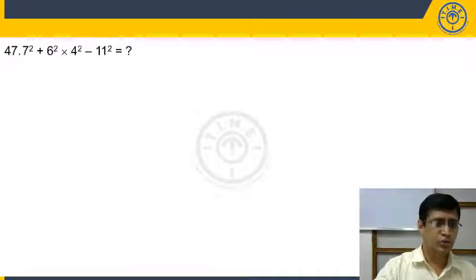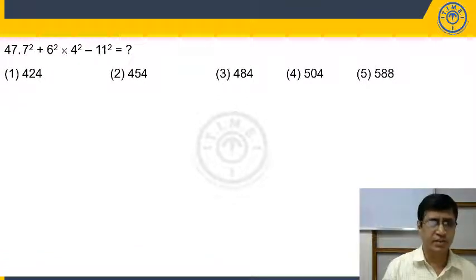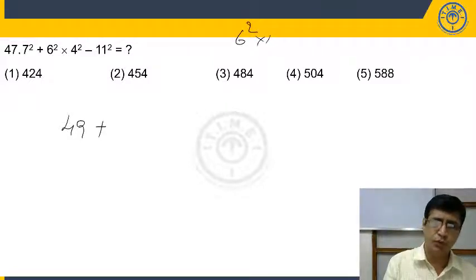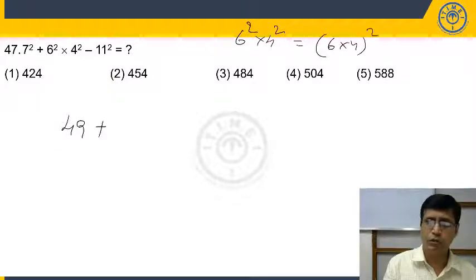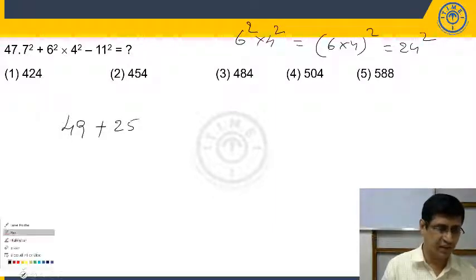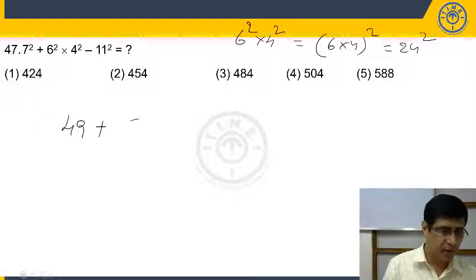Next example, question number 47 on your screen. 7 square. 7 square means 49. 6 square into 4 square. 6 square into 4 square means 6 into 4 whole square. How much is it? 24 square. 24 square means it is a 570. So it is a, wait 1 minute.